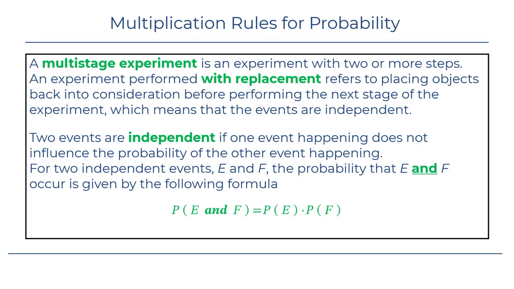That would make those events independent because one event happening does not influence the probability of the other event happening. For two independent events, E and F, the probability that E and F occur is given by the formula: probability of E and F is equal to the probability of E times the probability of F.